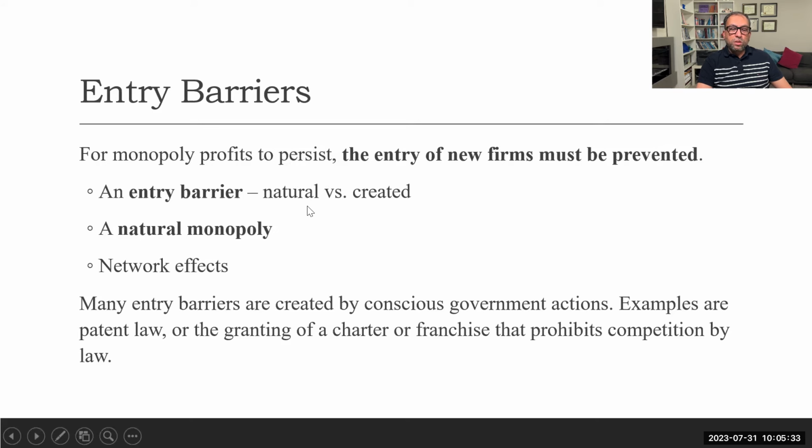Entry barriers can be natural or can be created. There are some natural barriers, which we call natural monopolies, but there are also created ones. In most cases, they are created ones. A natural monopoly is a monopoly in which the level of efficiency, or the minimum long-run average cost, is achieved at a very large scale. That also involves the network effect in natural monopolies.